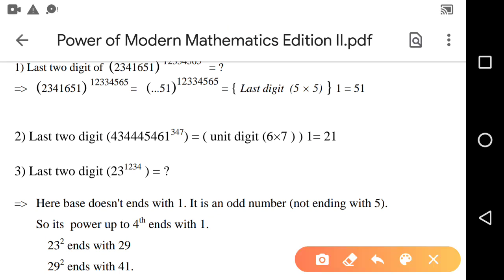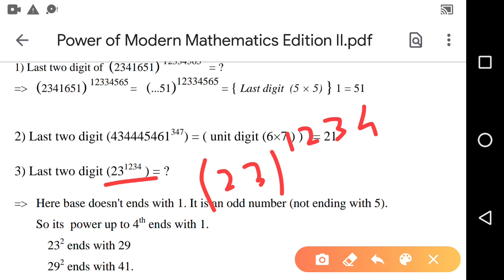Now, last two digits of 23 raised to 1234 equal to what? For this, what do we do? Calculating the last two digits means calculating 23 raised to 1234 mod 100, friends.